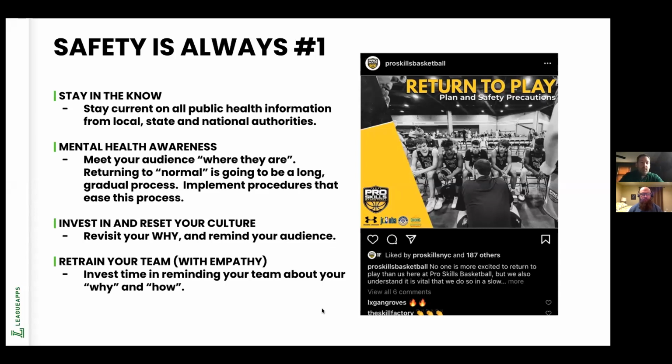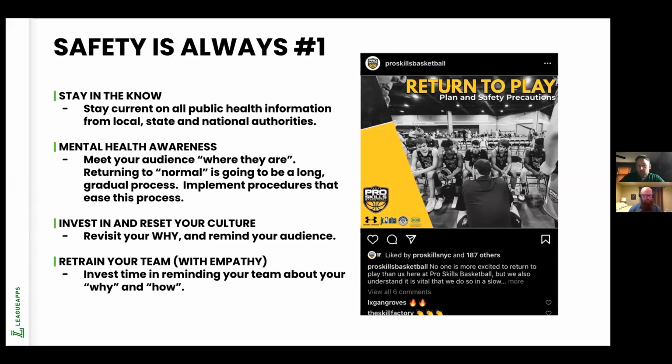So just to kind of set the stage here, I want to talk a little bit just about how safety always needs to be number one. And there is some responsibility that sits on us here as administrators. We have responsibility to our members, we have responsibility to our community, we have responsibility to our organization. So how can we make sure that safety is always at the forefront? I think the first big thing is make sure that you are staying in the know.